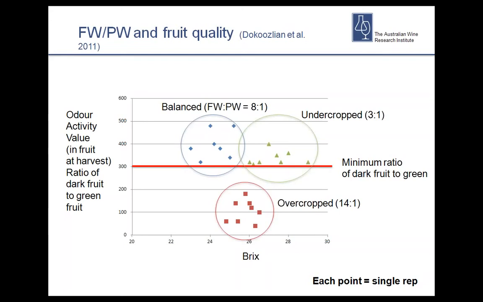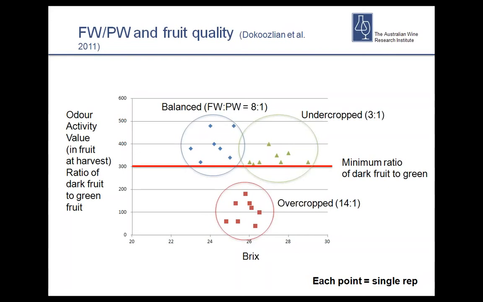On the other hand, the undercropped vines, which had an average ratio of 3:1, only just achieved this minimum ratio, and on average they didn't achieve this minimum ratio until about 28 brix. The lowest was 26 brix, the highest was about 29 brix. And then finally the overcropped ones, which had an average ratio of 14:1, never achieved greater than this minimum ratio, and they averaged about 25.5 brix.